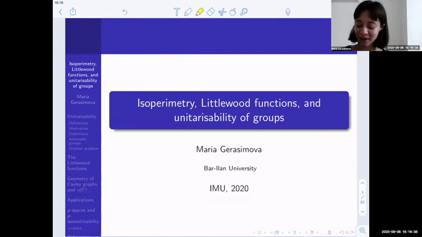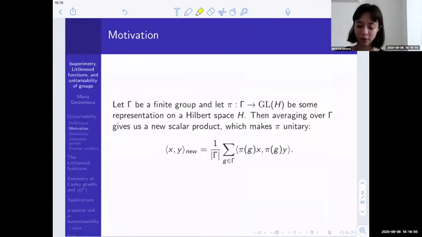I'm very happy to speak here, and I will speak about unitarizability of groups in general. But before I give you some definitions, let me give you some basic example or some motivation why we care about this.